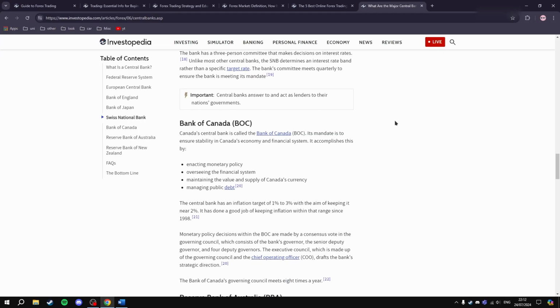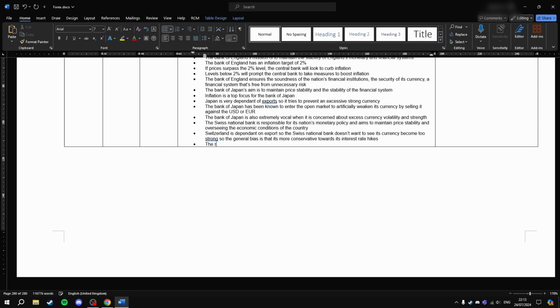The bank has a 3-person committee that makes decisions on interest rates. Unlike most other central banks, the Swiss National Bank determines an interest rate band rather than a specific target rate. The bank's committee meets quarterly to ensure the bank is meeting its mandate.